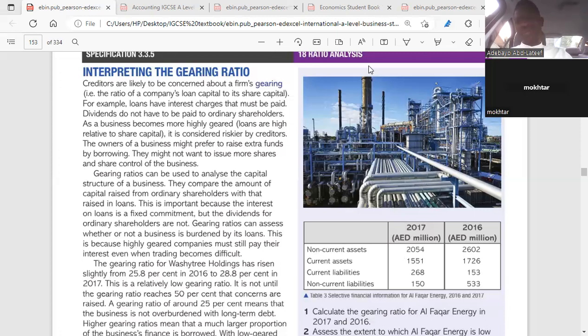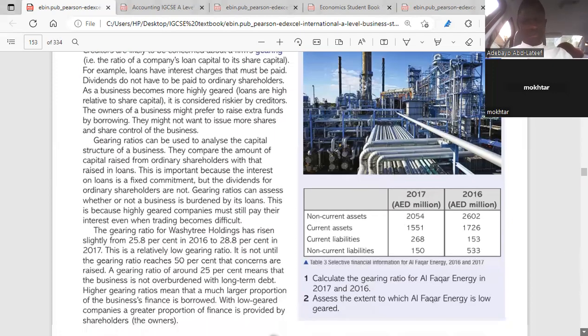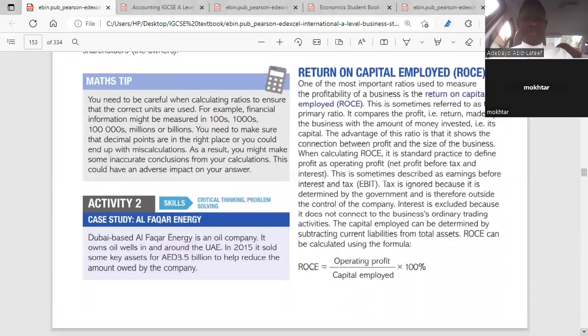Is it clear, please? Yes. All right. So that's all about that. So you do the activity now. Activity 1 and activity 2.